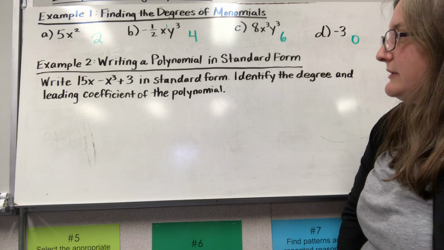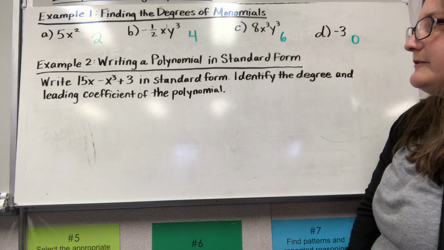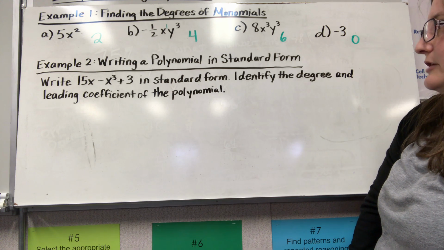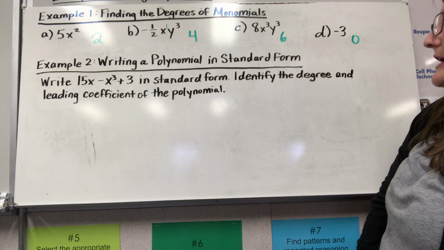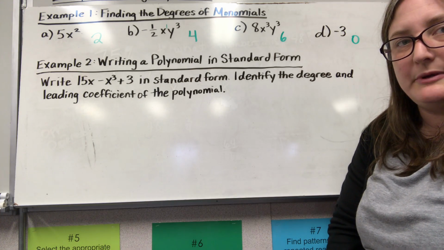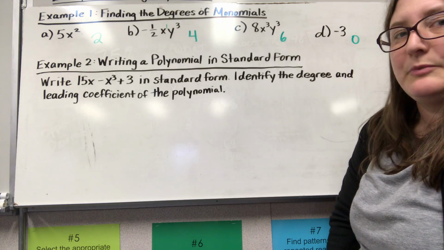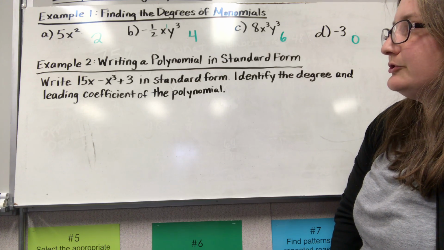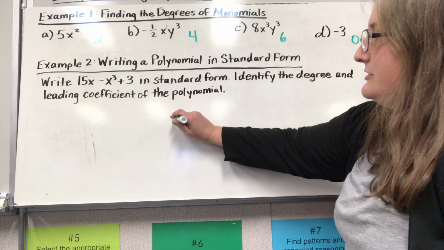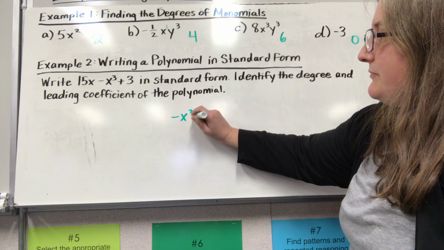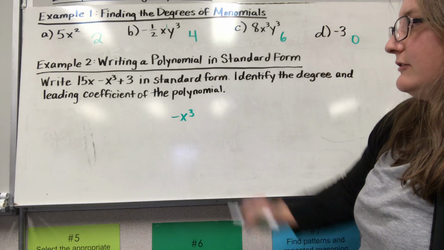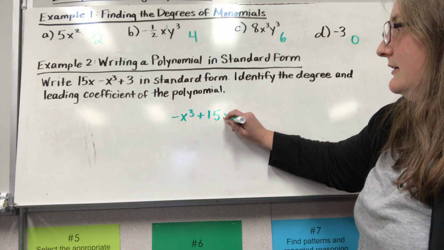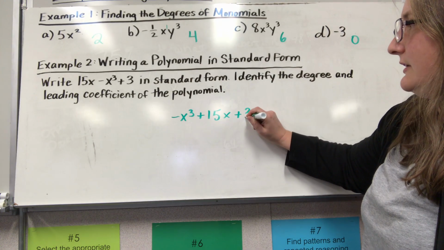In this next problem, example 2, we're asked to write 15x minus x to the third plus 3 in standard form. Identify the degree and the leading coefficient of the polynomial. So standard form means we start with the monomial with the largest individual degree. So I'm going to start with -x to the third. Then I've got 15x with the degree of 1, and I'm going to end with my constants.